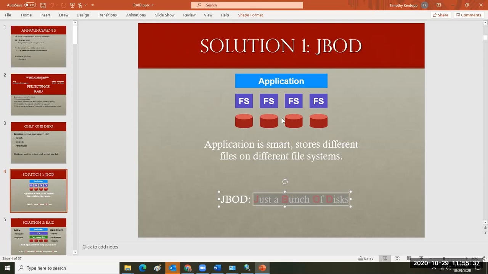If you take all of these disks and you string them together, let's say there's 2 terabytes, 2 terabytes, 2 terabytes and 2 terabytes, and I stitch them all together, it's just a bunch of disks and I have an 8 terabyte volume. But without redundancy or without interleaving the data, I don't have performance benefits, right?